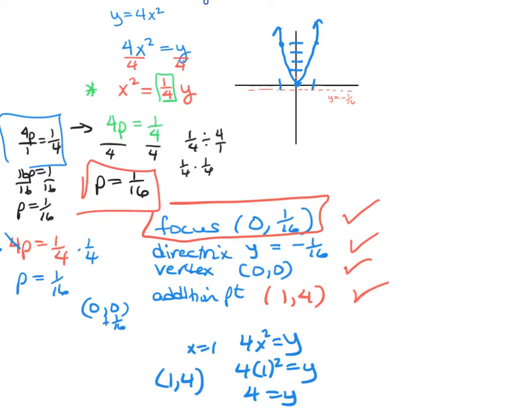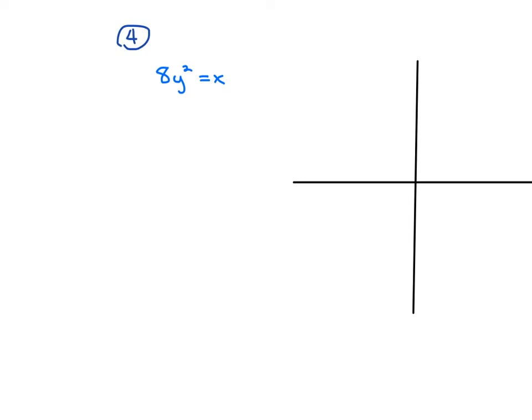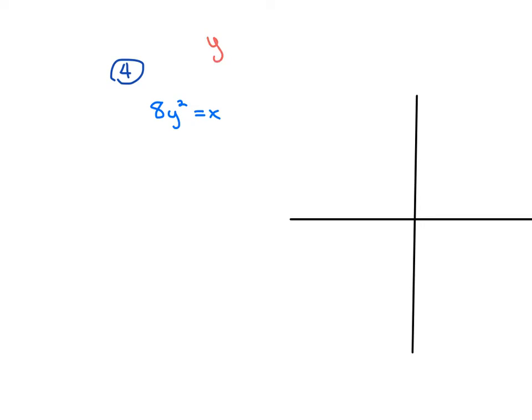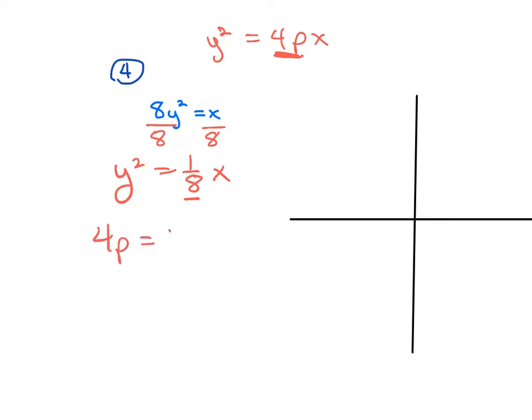Let's try one more where the vertex is still at (0, 0). This time we have a y squared. Again, remember we want it in this form, y squared equals 4px. So I need to isolate y squared. I'm going to divide both sides by 8. Y squared equals 1/8 x, because remember, 4p is equal to the number that's in front of the non-squared term. So 4p equals 1/8.